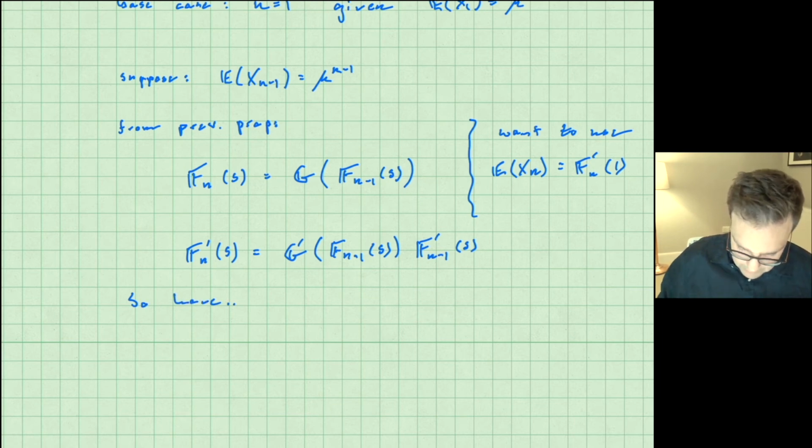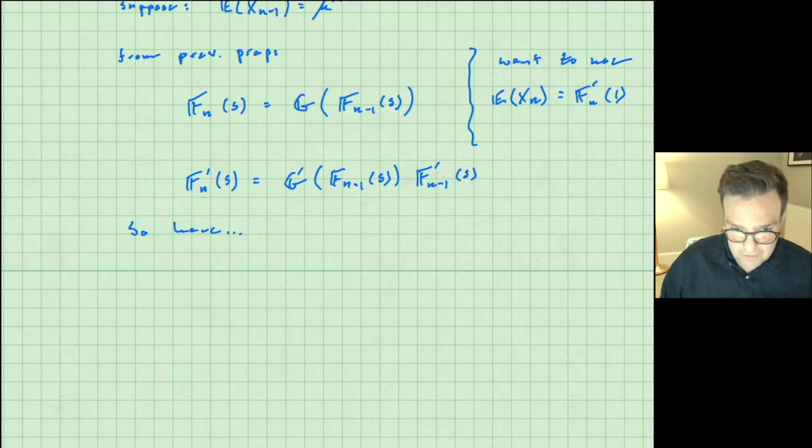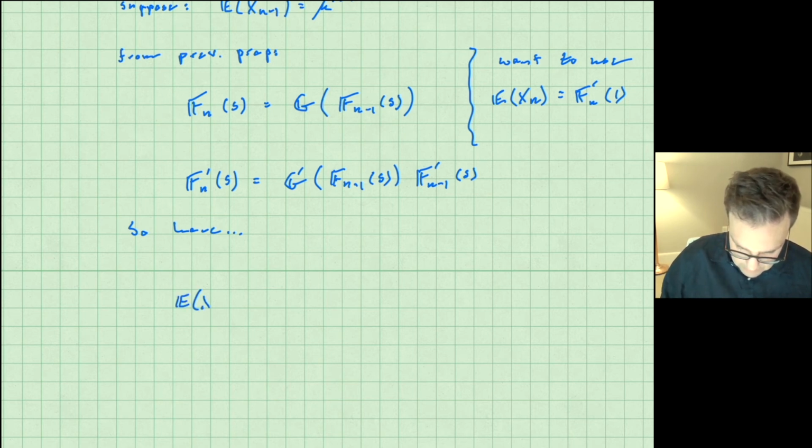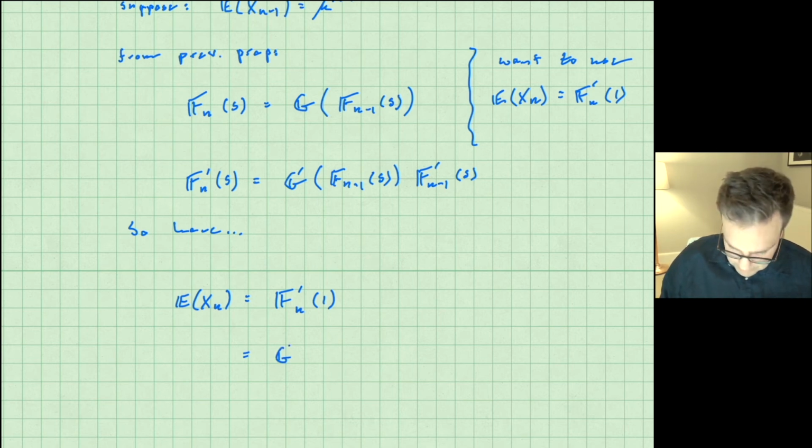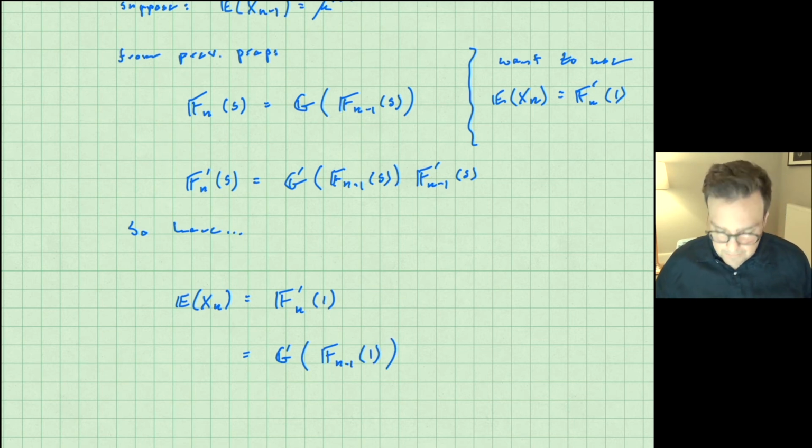Okay, so now here's what we have. The expected value of x sub n, oops, come on, pen, is equal to f prime n evaluated at 1, and so we'll do that. So that is g prime, and then f n minus 1 evaluated at 1 times f prime n minus 1 evaluated at 1, right?